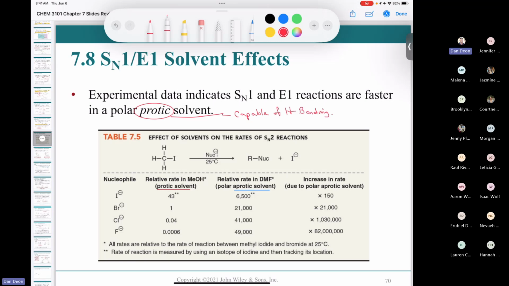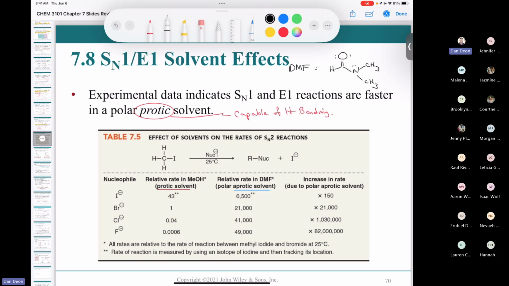If you have some kind of solvent that is capable of hydrogen bonding, like methanol, you can clearly see that methanol is capable of hydrogen bonding. Then the reaction is going to be faster than in a solvent like DMF, which stands for dimethylformamide. DMF is this. If we draw dimethylformamide, you have a nitrogen and you have an oxygen, but neither of them are bound directly to a hydrogen, so there's no hydrogen bonding.